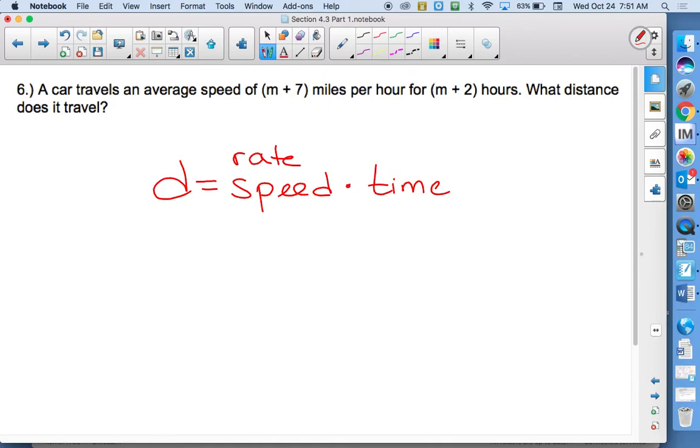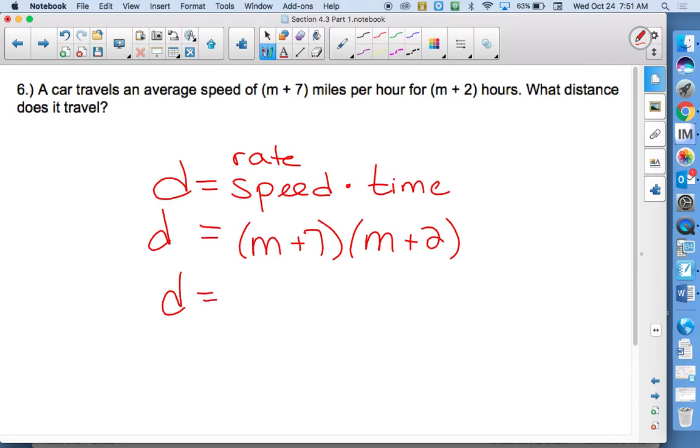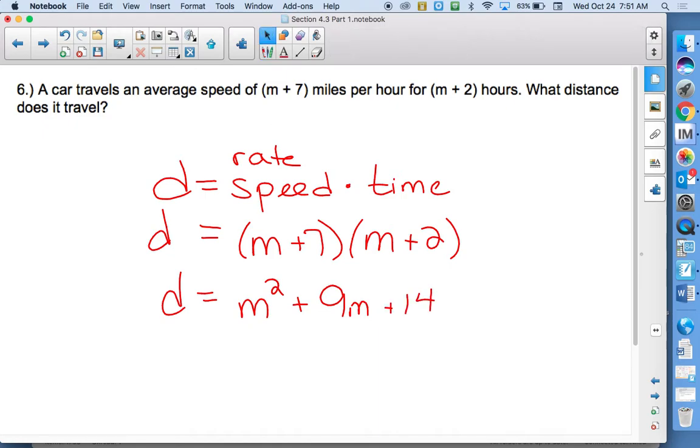So Joel, in this case, our speed is m plus 7, and the time is m plus 2. So if we FOIL these together, we get an expression that represents distance. So that would be m squared plus 9m plus 14. So I know it kind of doesn't mean anything right now, but we could find the maximum distance that we can travel because we know how to find that vertex.